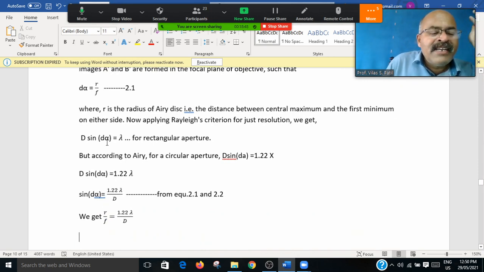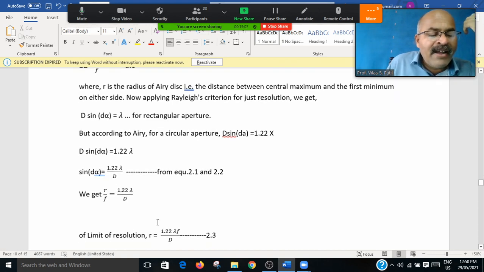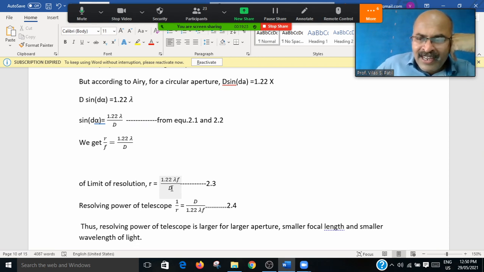Now d alpha is very small, so sin of d alpha is also small, that is equal to d alpha, which is equal to R divided by F, which is equal to 1.22 lambda divided by D. Then R is equal to 1.22 lambda into F divided by D. The resolving power is the reciprocal, that is 1 upon delta x or 1 upon delta theta, so 1 upon R is equal to D divided by 1.22 lambda into F.